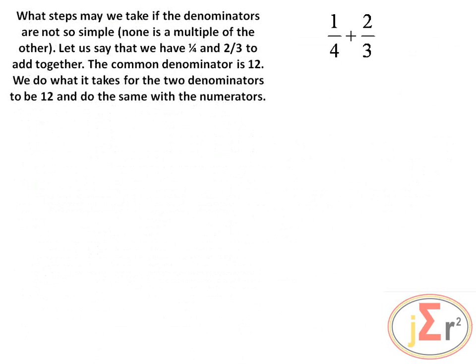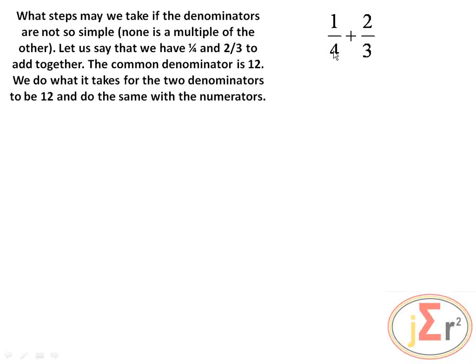What steps may we take if the denominators are not so simple? None is a multiple of the other. So they are not multiples of each other. So let us say that we have a quarter and 2 over 3 to add together. The common denominator is 12, which is the smallest number that 4 and 3 can go into without leaving a remainder. The LCM, the common denominator, the least common denominator. So we do what it takes for the two denominators to be 12 and do the same with the numerators. Now we are targeting 12 as the new denominator.